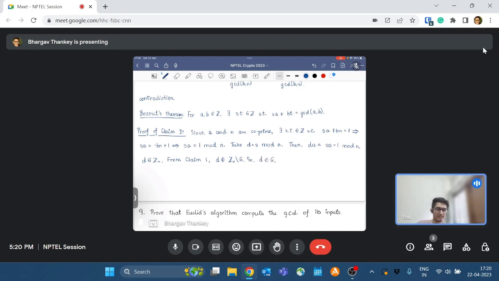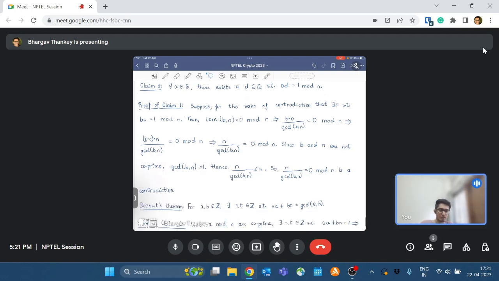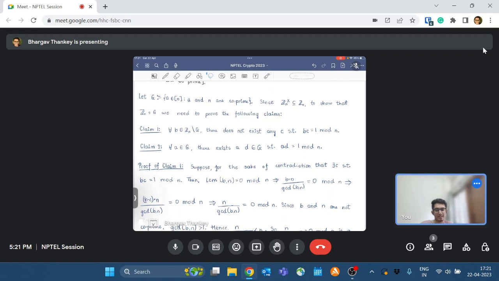So we have shown that there exists a D in G such that, oh yeah, I should write D in G. So we have shown that there exists a D in G so that AD equals 1 mod n. So claim 2 is true. And as we saw before, claims 1 and 2 together would imply that Z_n equals G. So yeah, we have proved that Z_n equals G.